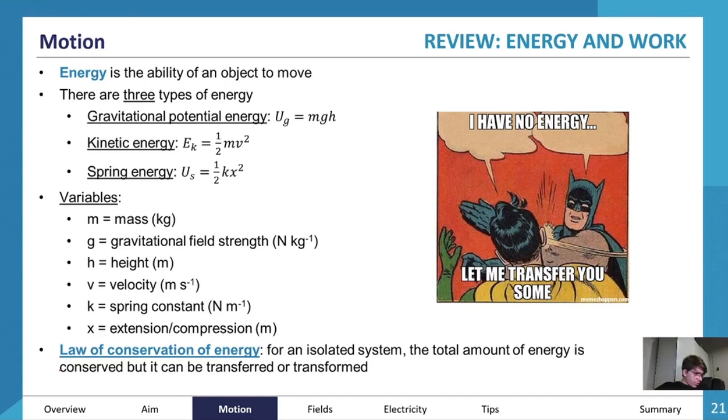There is gravitational potential energy, which is equal to mgh. There is kinetic energy, which is equal to half mv squared. And spring potential energy, which is equal to half k delta x squared. The variables are mass in kilograms, gravitational field strength, height in meters, velocity in meters per second. There is the spring constant, and extension and compression.